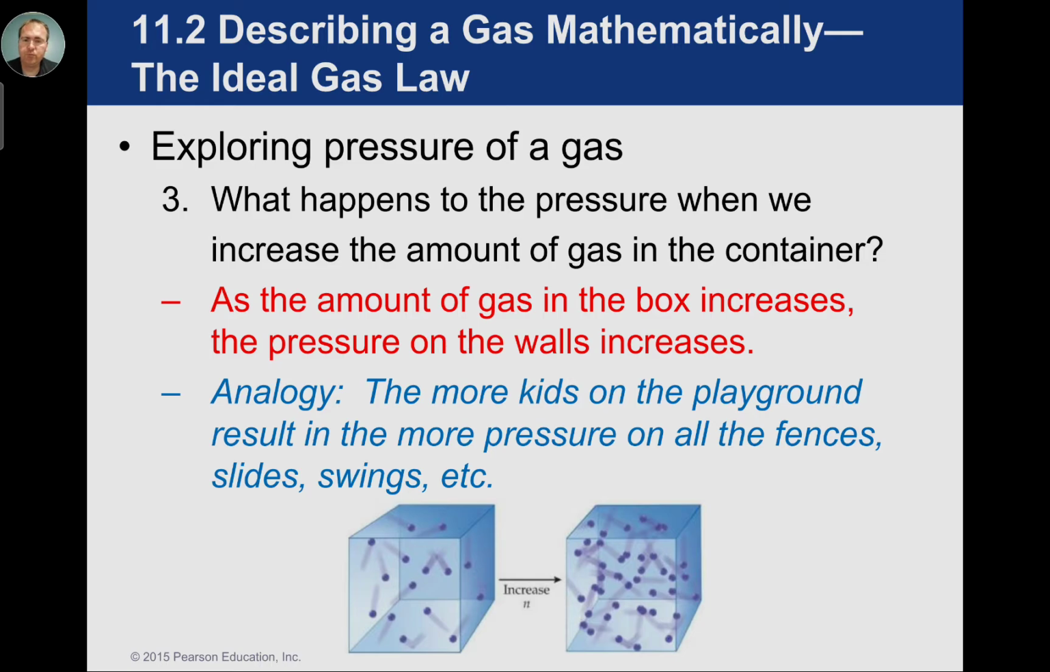Lastly, probably the one that's most recognizable based on just airing up a tire. If you put more molecules in the tire, if you put more kids on the playground, there's going to be more pressure on all the toys and all the fences. If you have a leak in your tire and molecules are escaping, no different than kids escaping from the playground, there's going to be less pressure.